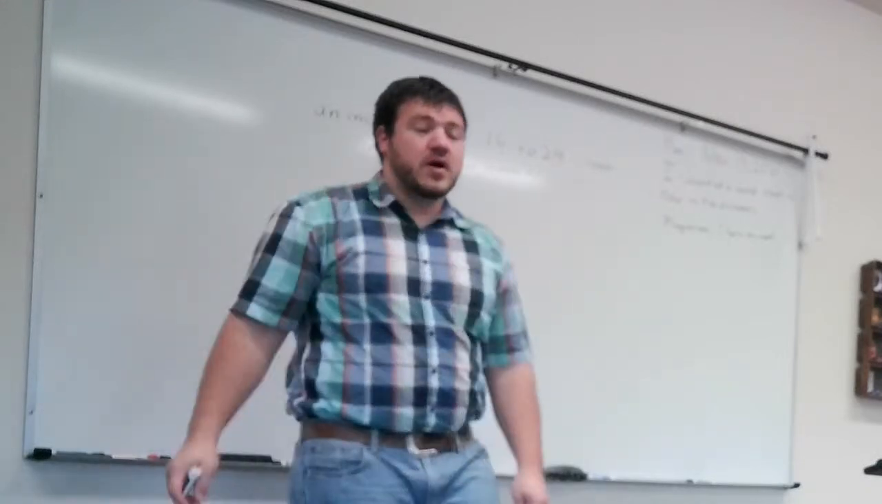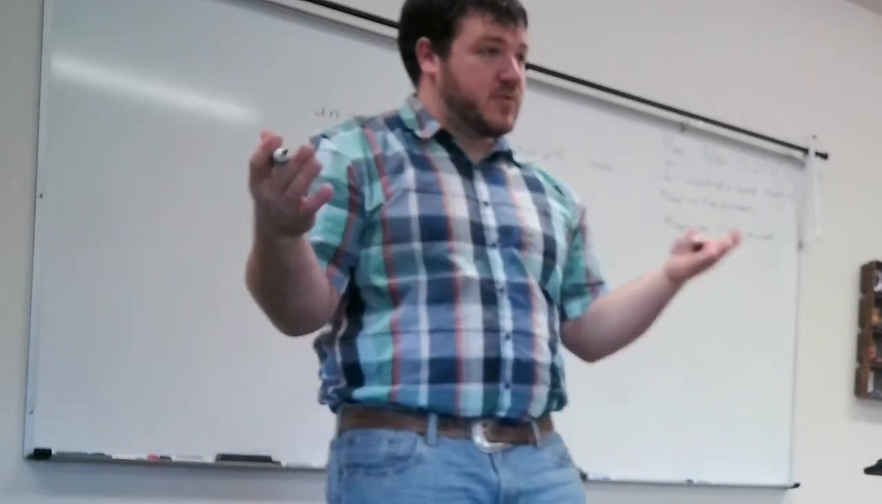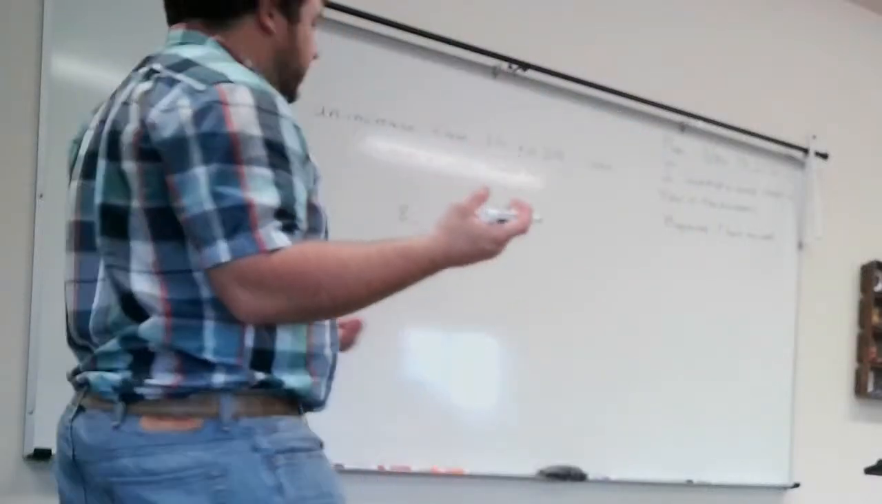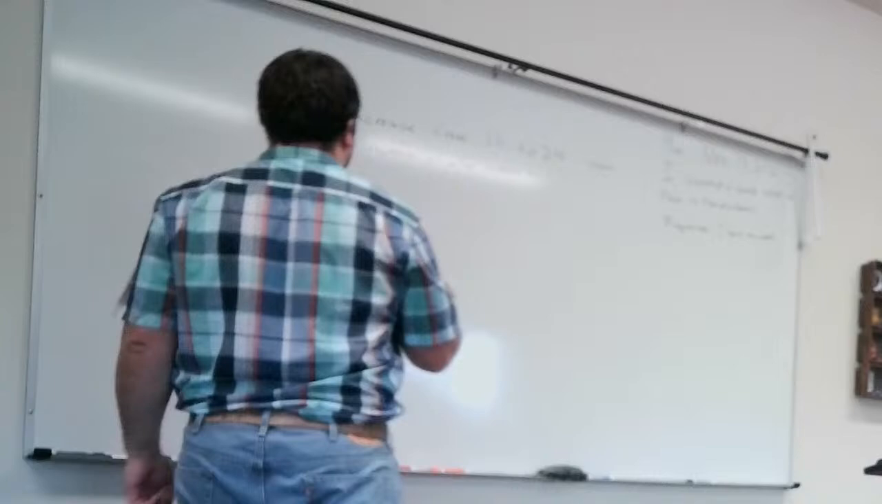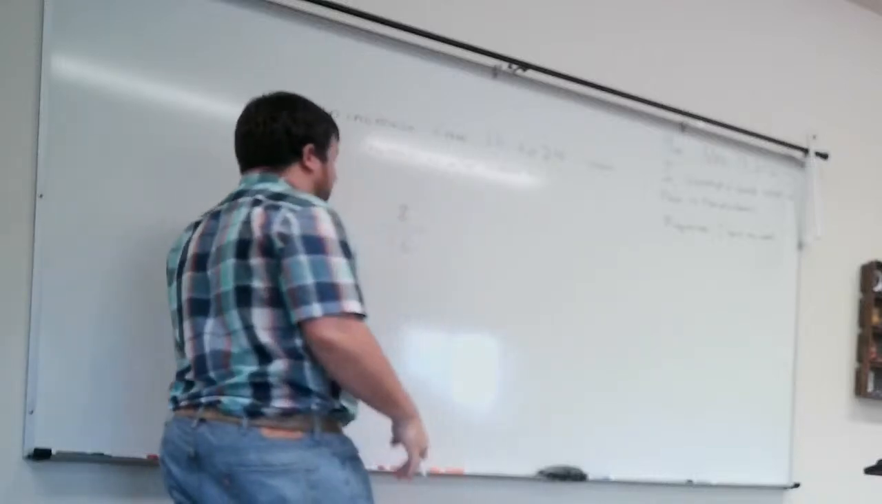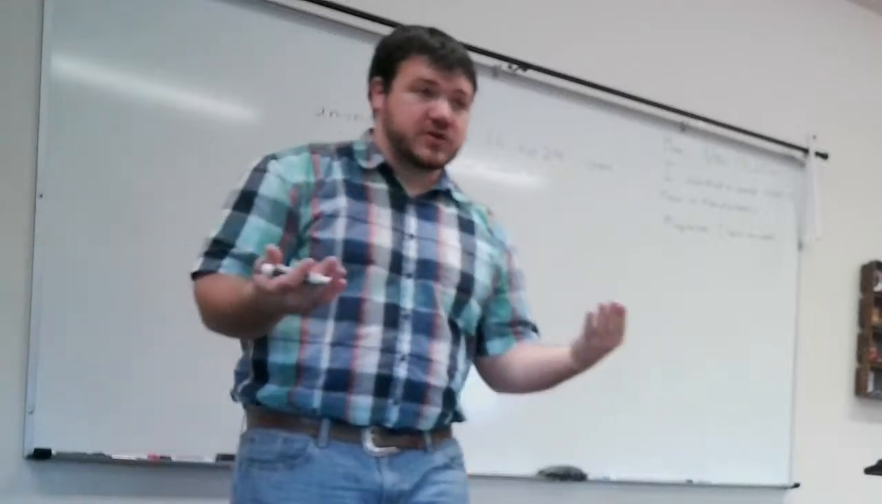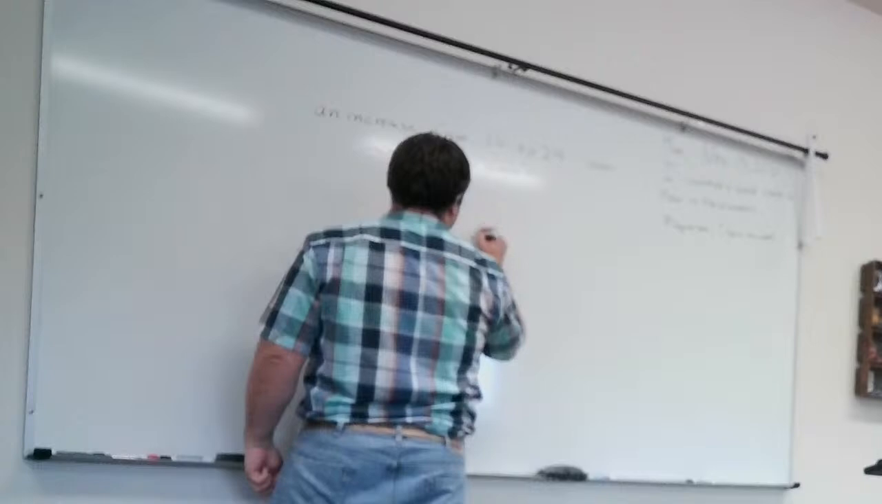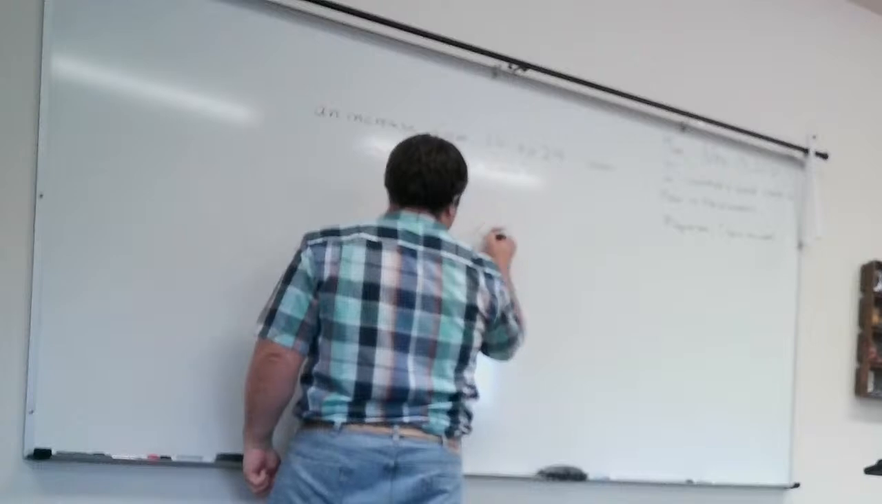So 8 is the amount we're changing. What do we do next? 8 divided by 16. Why? That's the original number. So you divide the difference by the original number. So we have 8 over 16. You can do equals percent over 100 if you wish. It comes out the same.